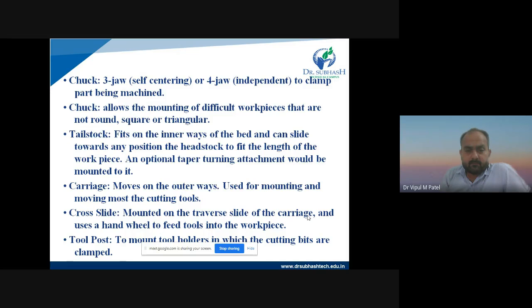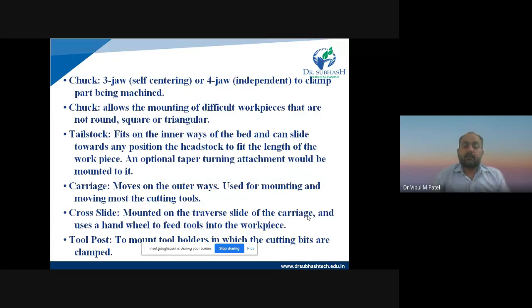If the length of the workpiece is not very large and it is difficult to hold in between the centers of this lathe machine, or in between the center of the headstock and tailstock, if the length of the workpiece is very small, which can easily be accommodated with the use of the chuck, then it is not necessary to use the tailstock.